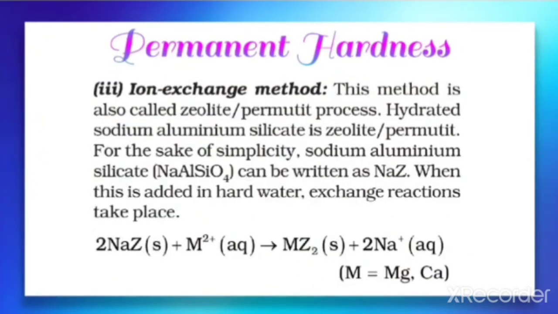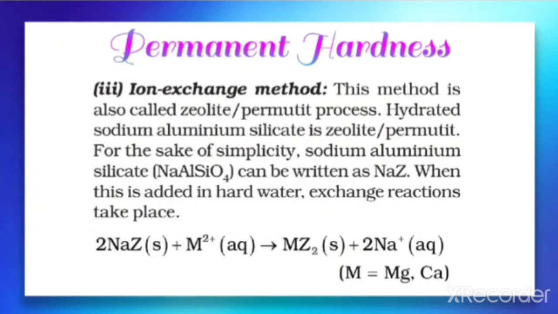Next is the ion exchange method. This method is called the zeolite method or permutit method, and it is one of the most important for the exam, because usually the question will be asked: describe the zeolite method or the permutit method, or in short answer type, what is zeolite, what is the use of zeolite. So this method is called the zeolite or permutit process.